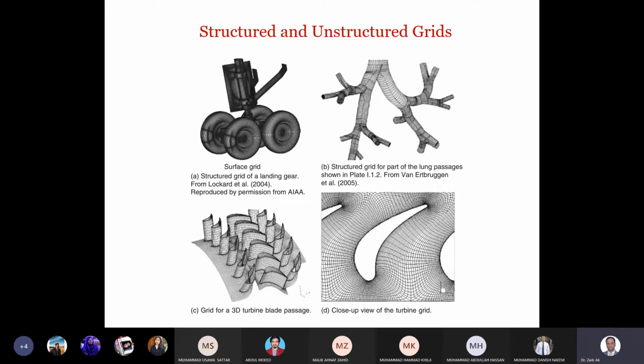Here's an example of a number of 3D structured meshes. For example, you have a landing gear mesh here, a lung passage mesh, a turbine blade mesh, and a close-up of this mesh. So all of these meshes have been created by multi-block structured meshing. First you have to create a block for each of the entities of this geometry. Then you create the mesh on each of these blocks.